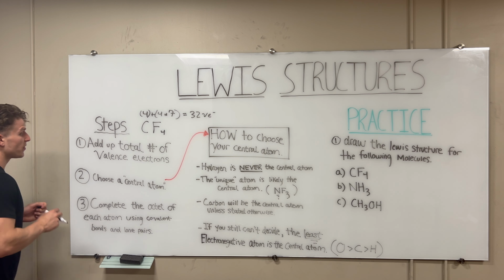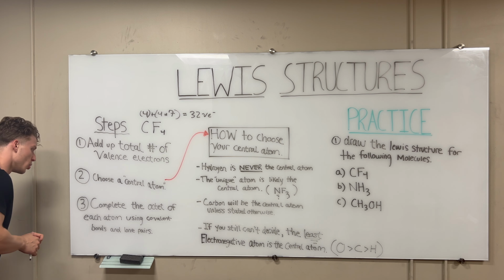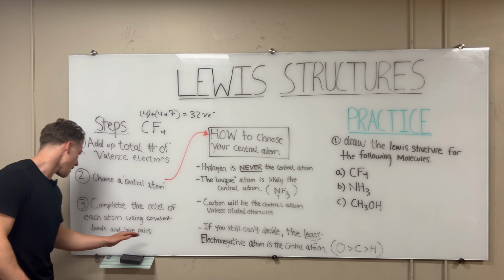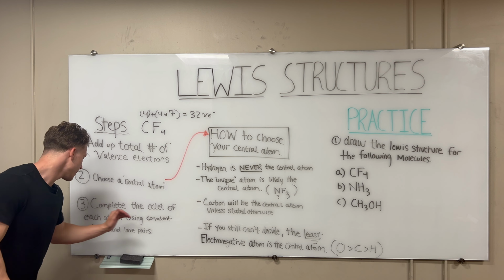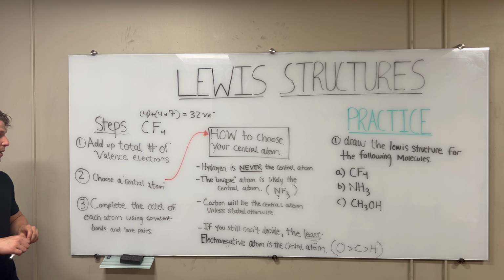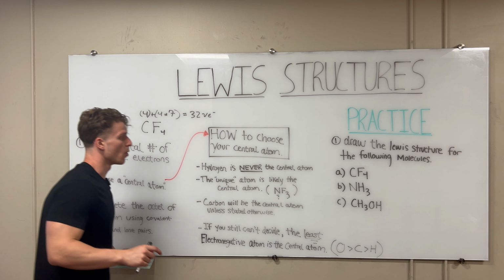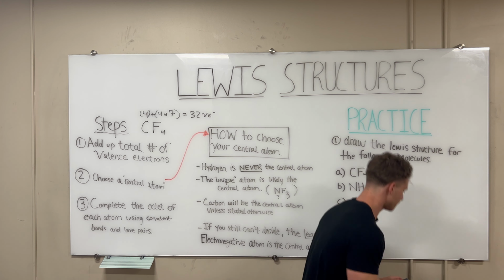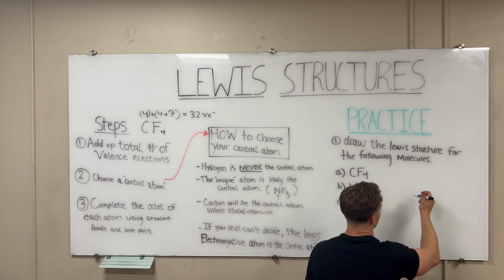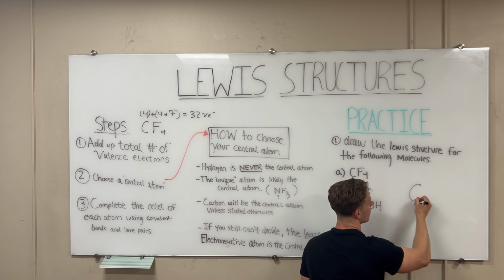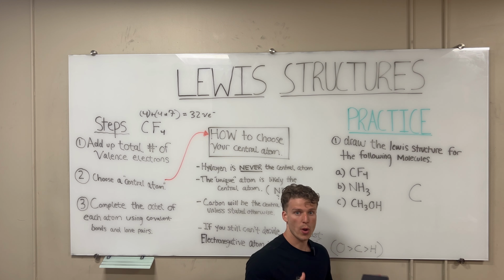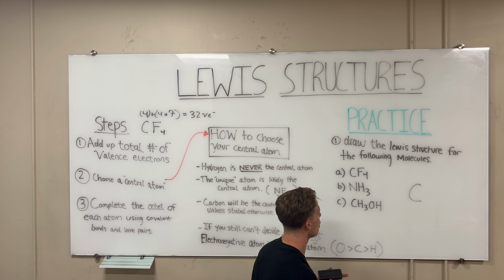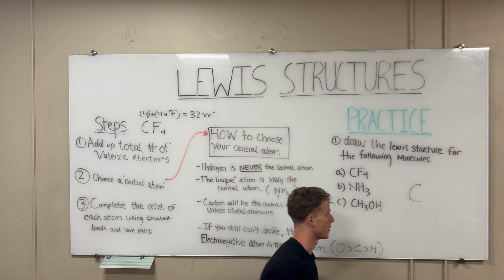So now that we've decided our central atom, what we're going to do is we're going to complete the octet of each atom using covalent bonds and lone pairs. So let's actually break that down a little bit more and come over here and draw this Lewis structure out. So we've decided that we have carbon as our central atom. What we want to do is bond each fluorine to the carbon and then go from there.